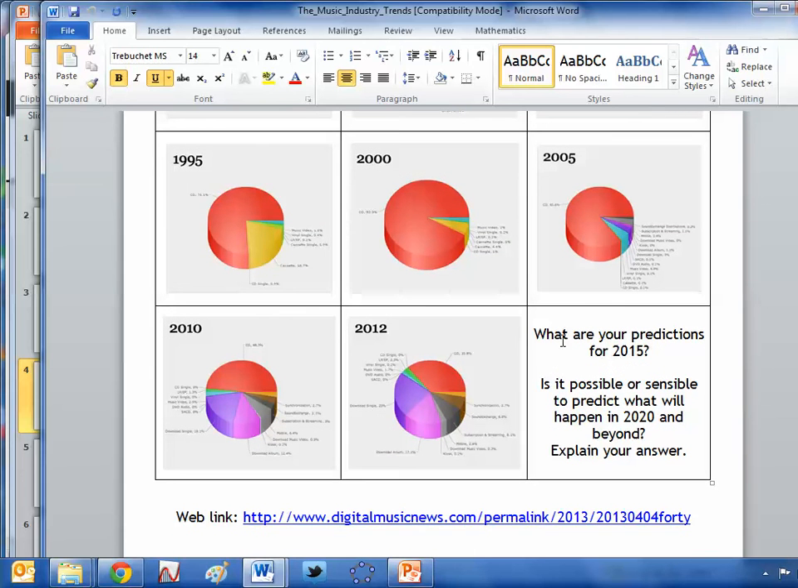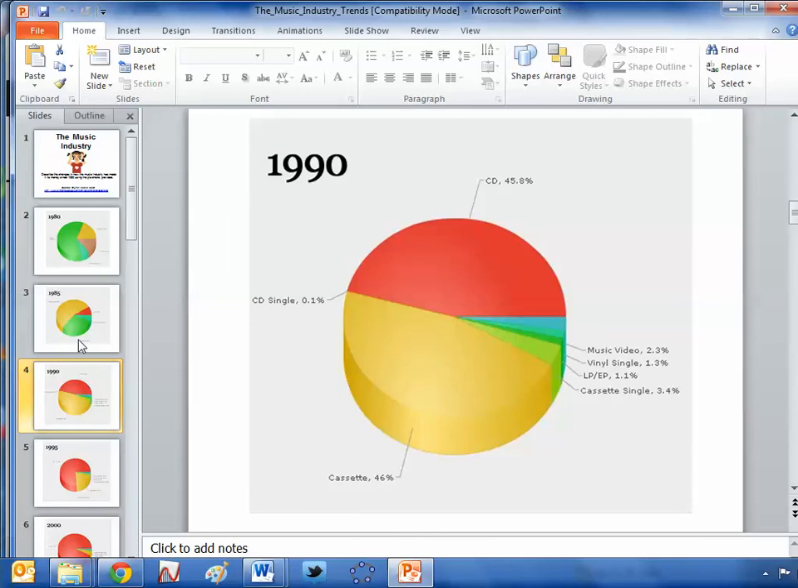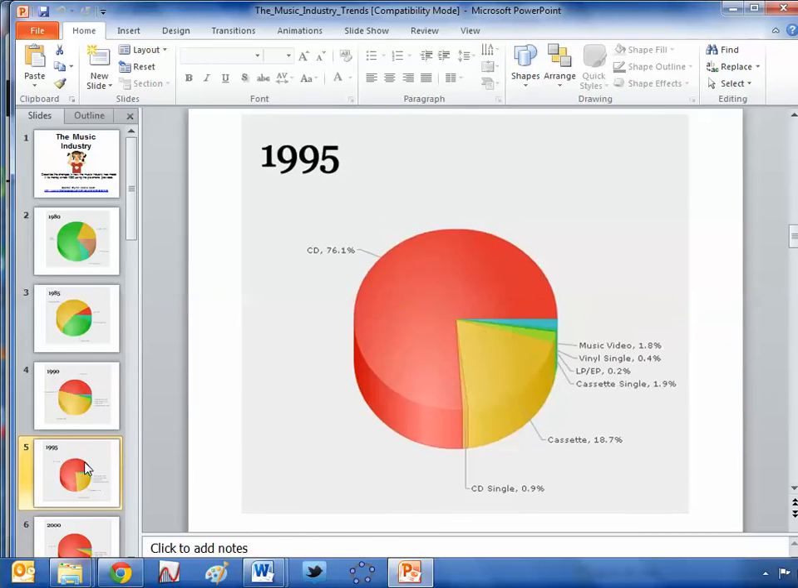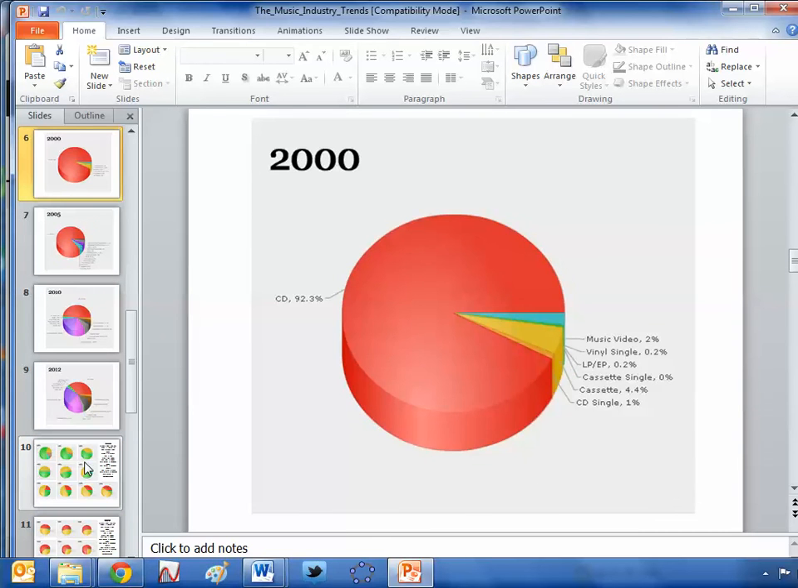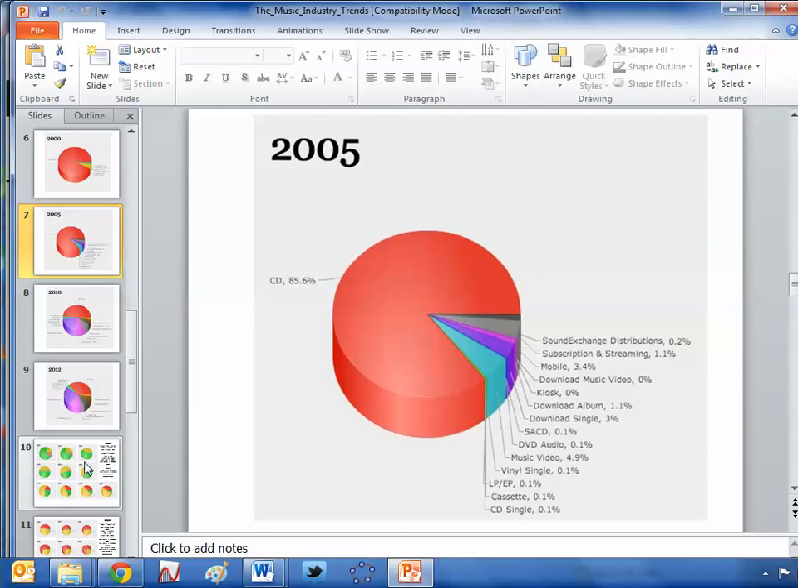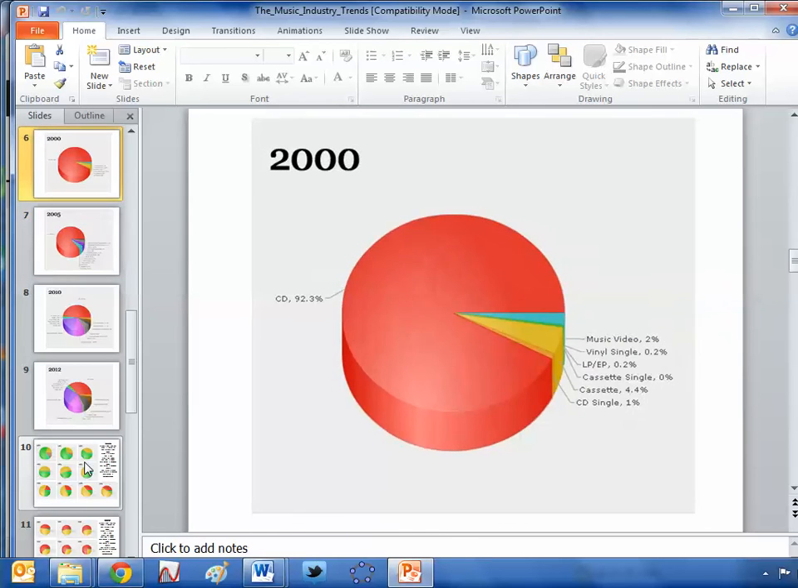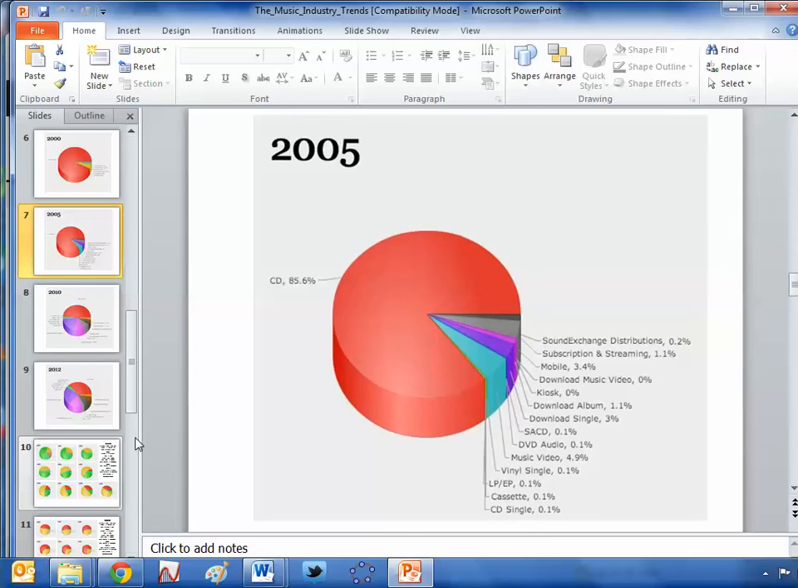And then I absolutely adore this as well. What are your predictions for 2015? How will things change? And if we just look through this, it's fascinating. Just keep your eye on the red, keep your eye on how the CDs look like they're absolutely dominating, absolutely taking over things. And in 2000, 92.3% of music sales are on CD. But then in 2005, look at the change between 2000 and 2005. All these different things start coming into play.